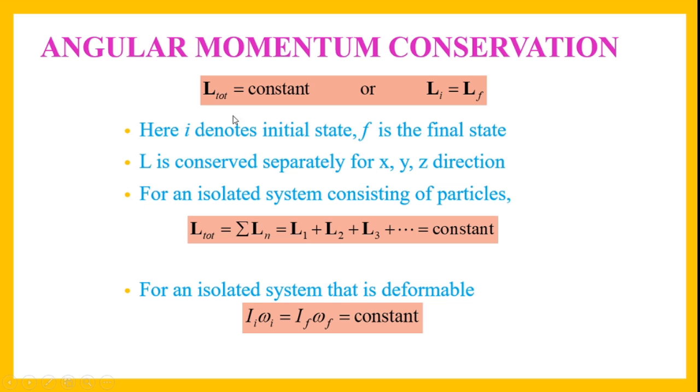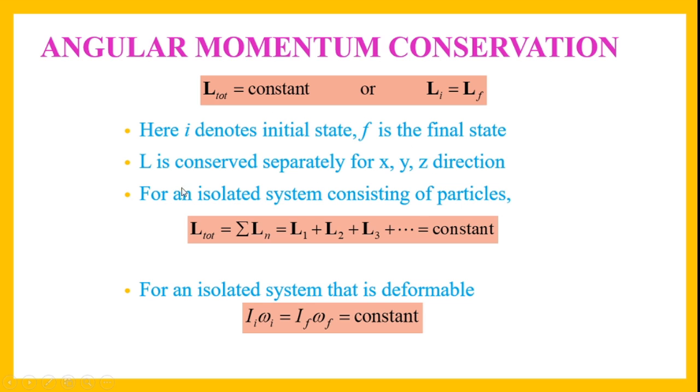Next, if you see angular momentum conservation, total angular momentum remains constant. This is the meaning of this mathematical expression, Li is equal to Lf, that is initial angular momentum is equal to final angular momentum. Here i denotes initial state, f is the final state. L is conserved separately for x, y and z direction.